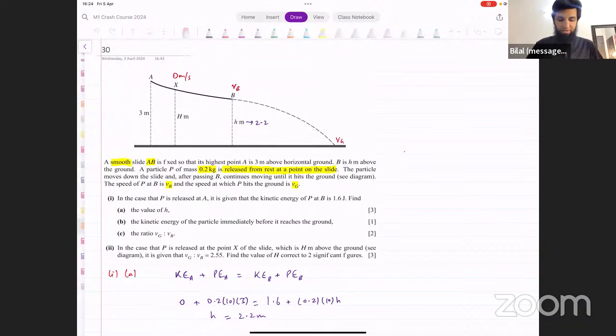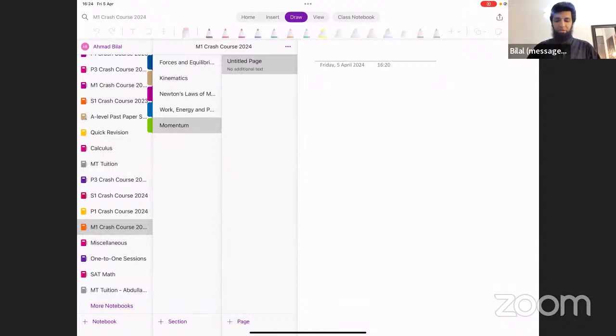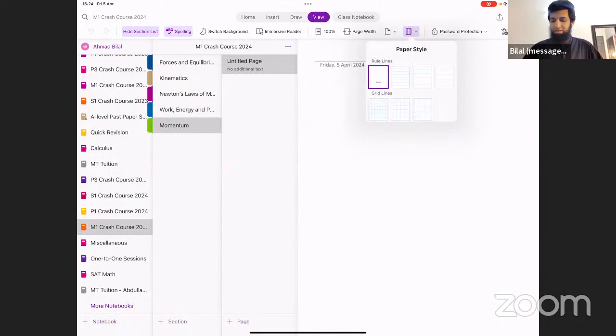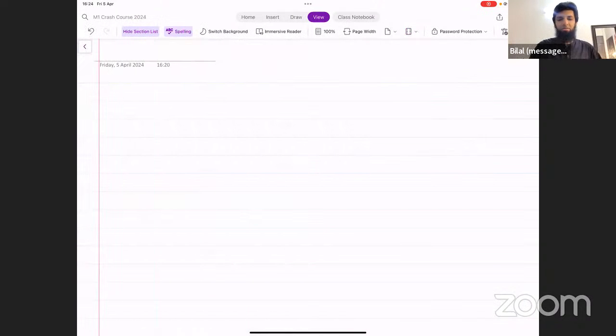Okay, so let's start with the next topic, which is momentum. Now, this is a fairly small topic. There is not much in it in terms of concepts. So we should be able to do the concepts in just 15-20 minutes in the beginning of today's class.